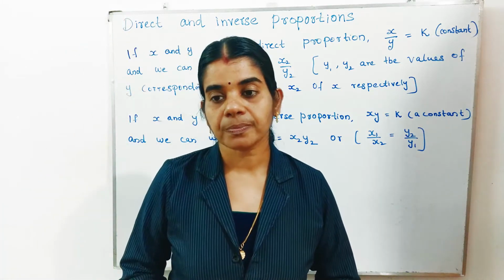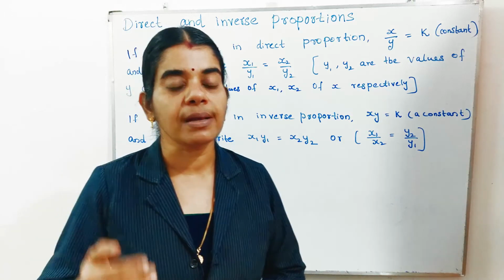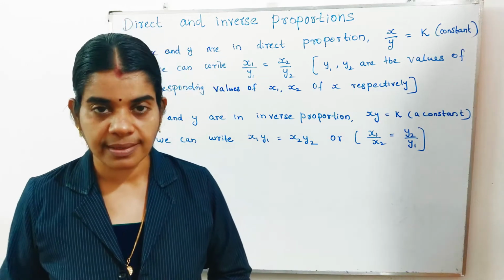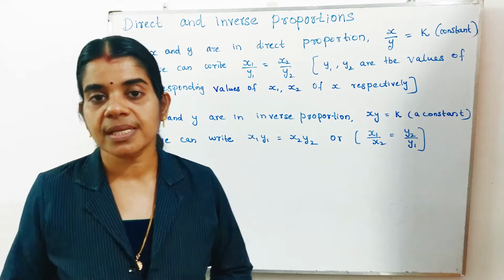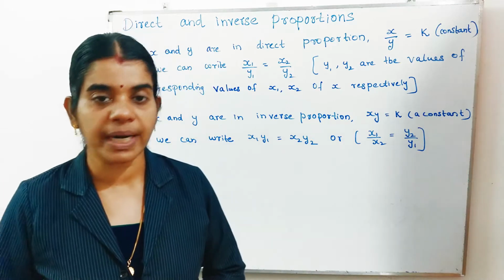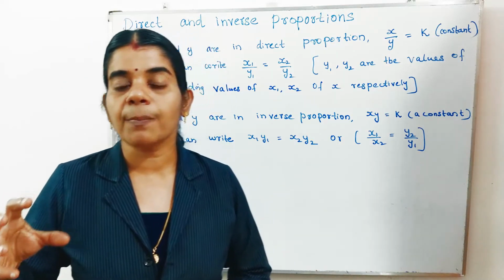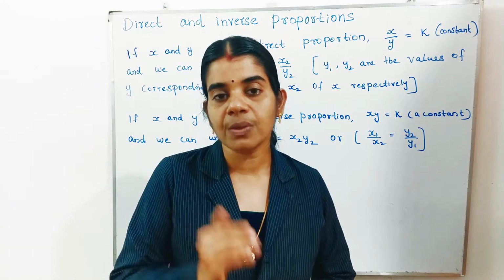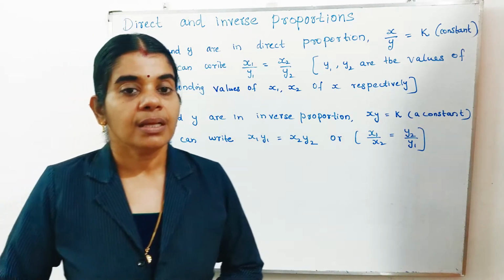For example, for a particular job, if the number of workers increases, the number of days will decrease. Suppose 2 workers can finish that job in 2 days. If 4 workers come, that job will finish in 1 day. So if the number of workers increases, the number of days for the completion of that job decreases. Here one quantity increases, then the other quantity decreases.